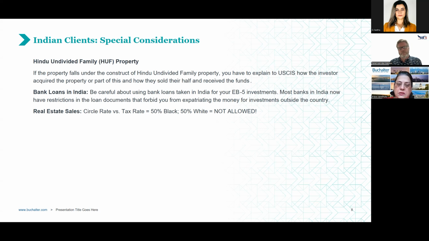Real estate sales, much of South Asia and Asia in general, there is a system of doing the 50-50 black and white, right? So there's a circle rate and a tax rate. The problem with these arrangements in the EB-5 consideration is there's no way for you to be able to document the black portion because you took that in cash. You still have to be able to document where that money came from.